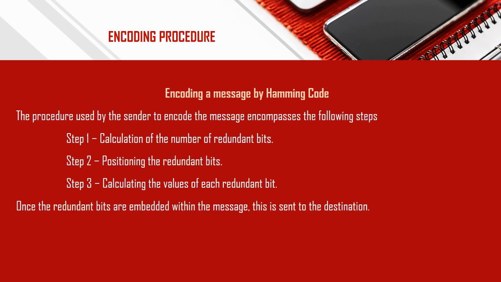Next, the encoding procedure: encoding a message by Hamming code. The procedure used by the sender to encode the message encompasses the following steps. Step 1, calculation of the number of redundant bits. We have already seen how to calculate the number of redundant bits. Step 2, positioning the redundant bits. That also we learned in the previous slide. And step 3, calculating the values of each redundant bit. All these 3 steps we have already learned. Once the redundant bits are embedded within the message, it is sent to the destination. These are the procedures on the sender side when we encode a message by Hamming code.